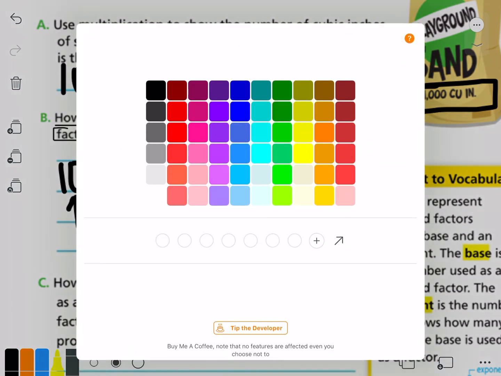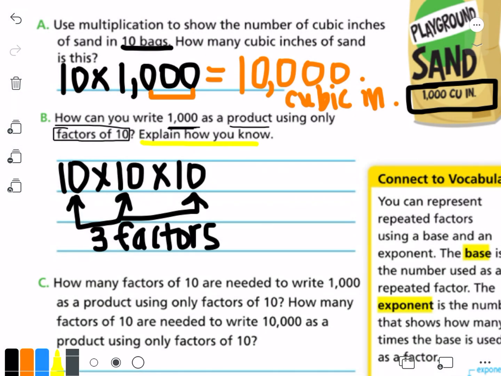Now, if you notice here, it says explain how you know. I want you to talk that out with someone. If you don't have anybody there, you can kind of pretend. You can pause the video and talk like you're talking to a partner in class. But I want you to kind of talk that out. Explain what we just went through. How you know that there should be 3 10s, 10 times 10 times 10, to get the answer of 1,000.